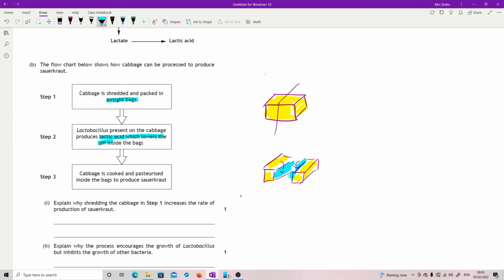So you just need to link that. You need to say Lactobacillus has optimum conditions of anaerobic and low pH. Other bacteria don't. And that's the question.